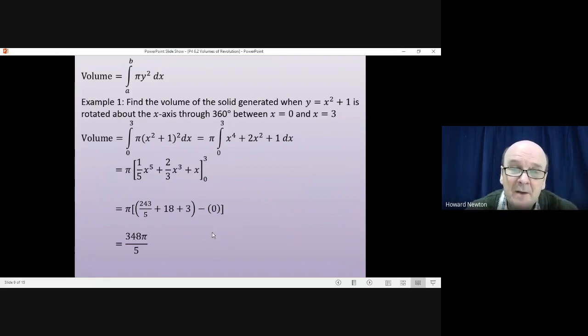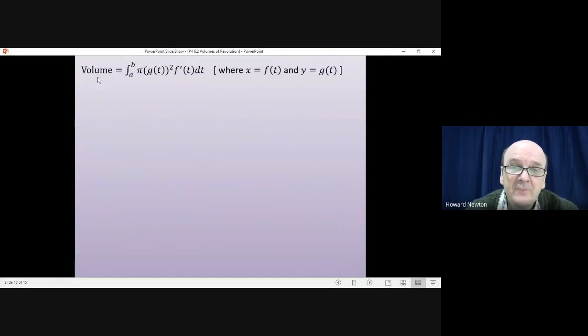Now, if we need to use parametric equations, then the formula for using parametric equations is fairly similar to the other equation. We've still got pi, we've got g of t squared, but g of t is the function of t for y. So just as we had y squared with the other formula, we now have g of t squared. And as before, when we were doing a parametric integration, we don't just have f of t, the function for x, we actually have to differentiate that. So we'll have f dashed of t, the differential of f of t.